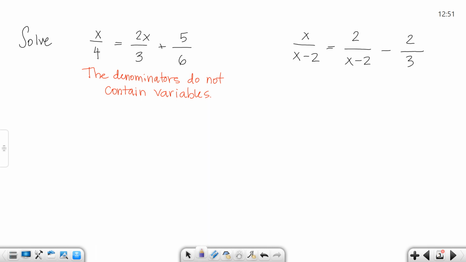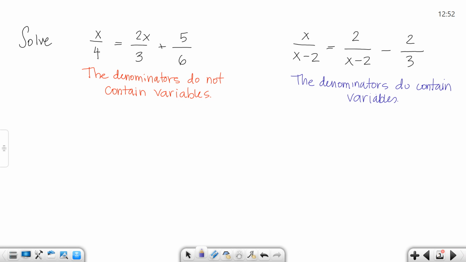Let's make this one blue. Over here, the denominators do contain variables. Now that's a big difference there, and it's going to cause us to have a few more steps.